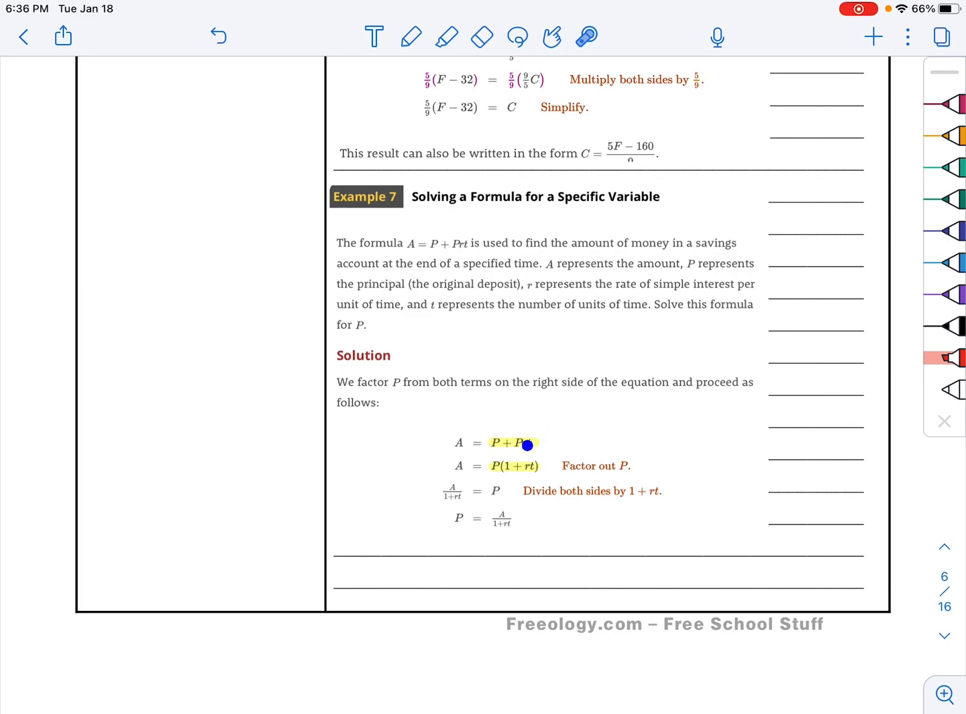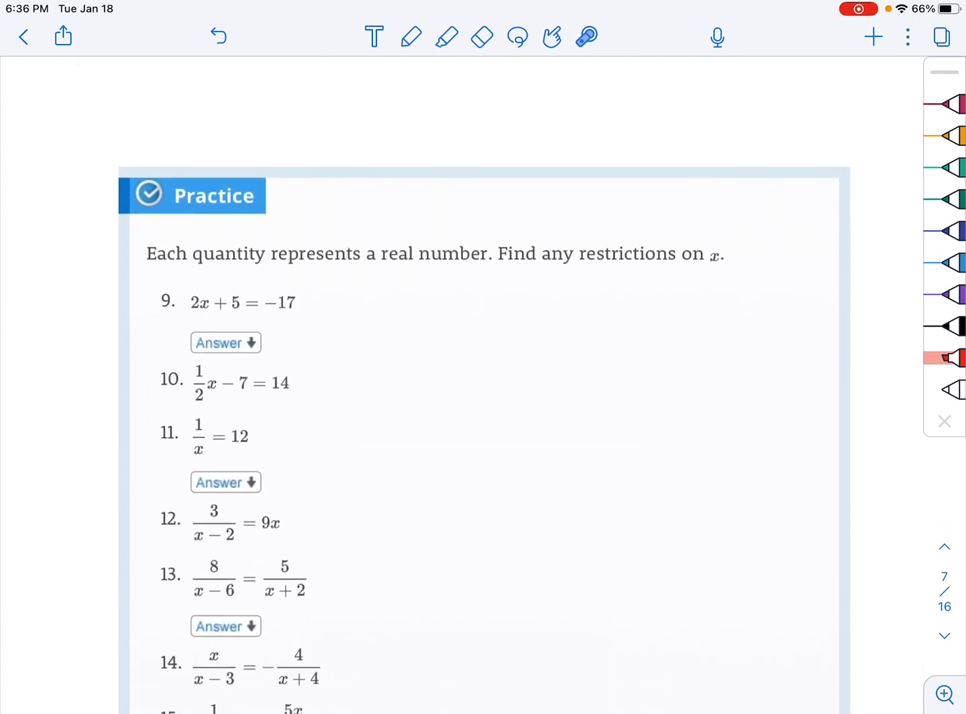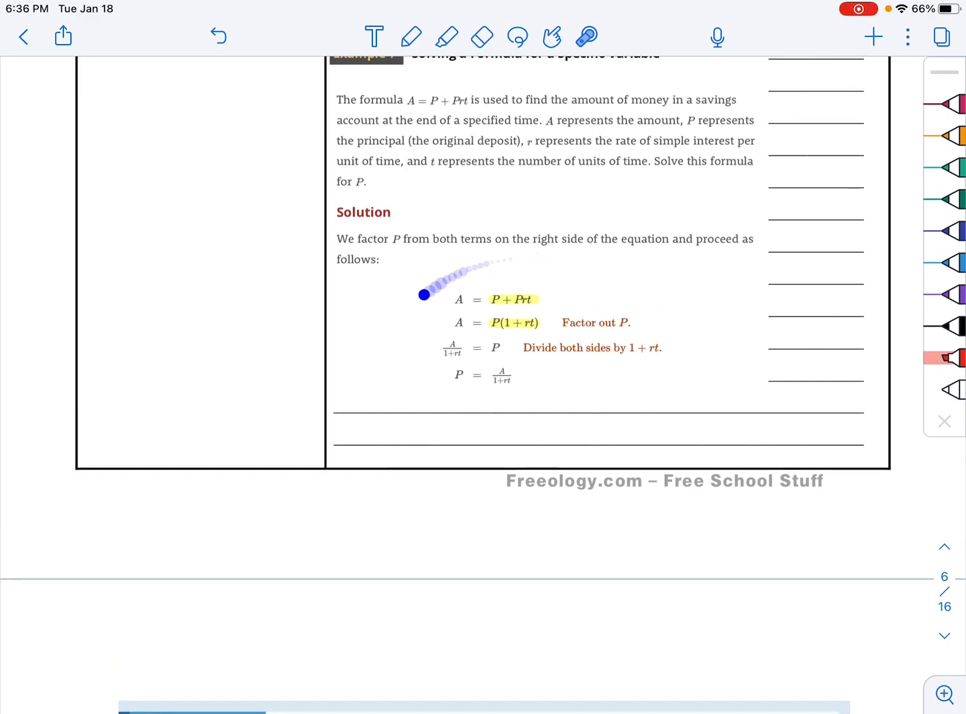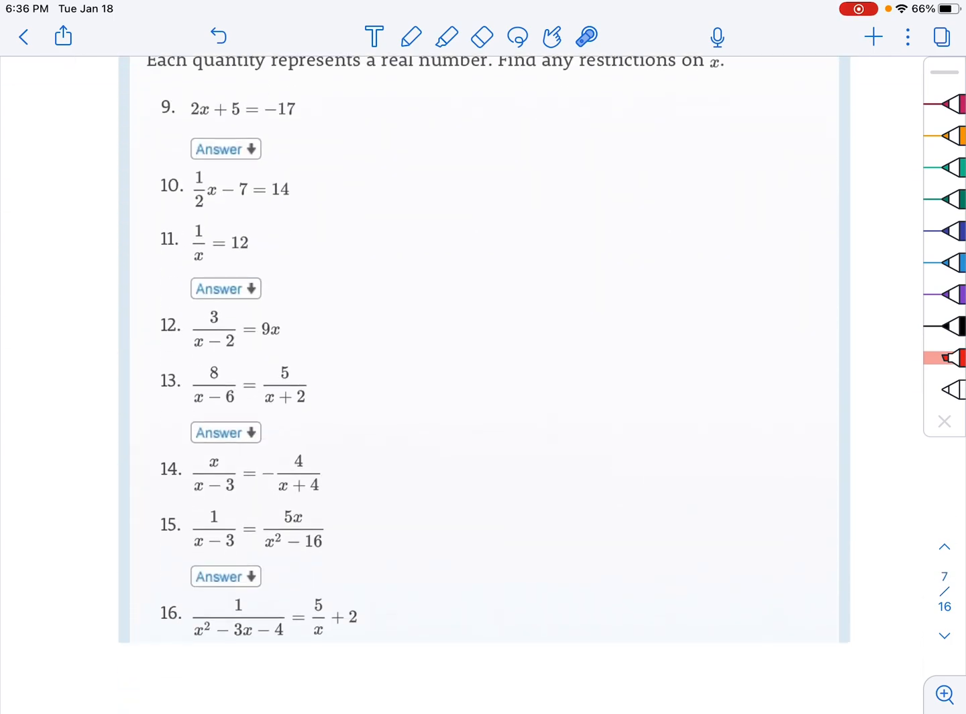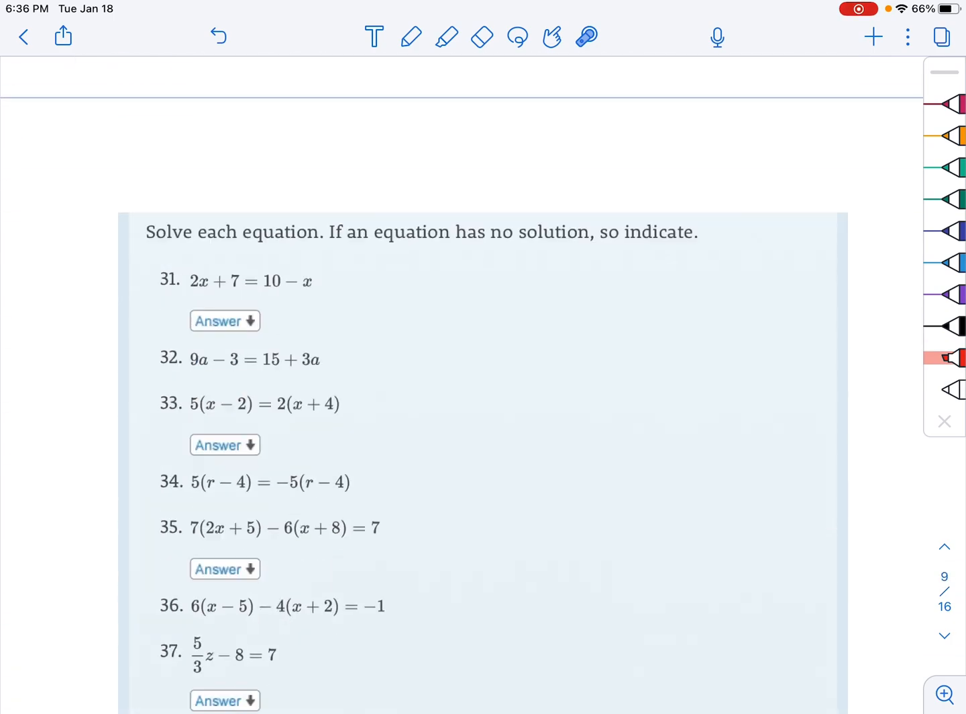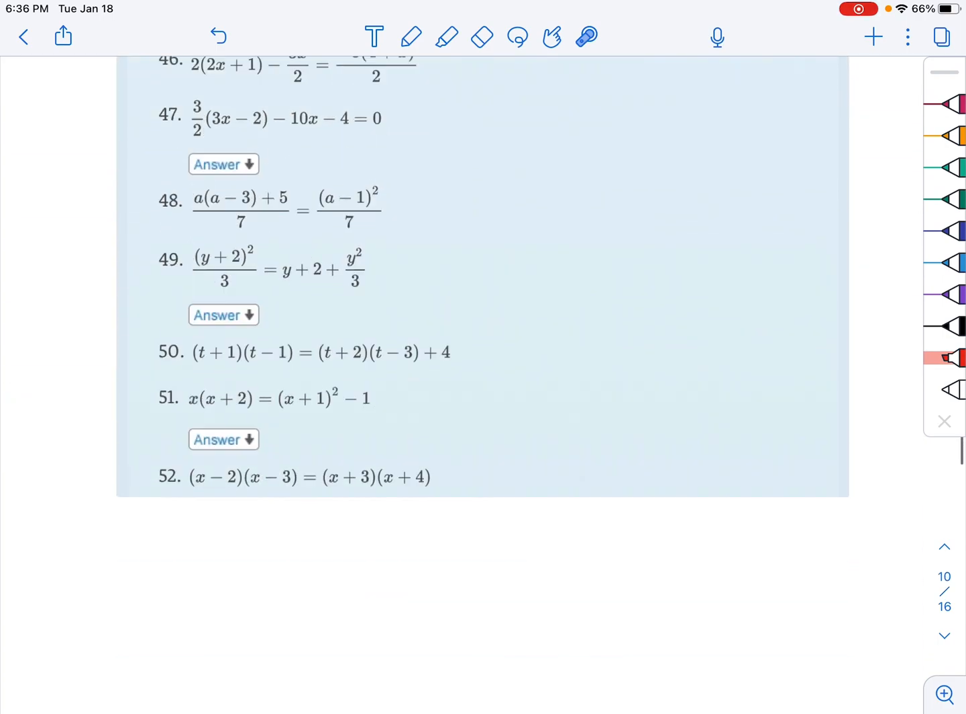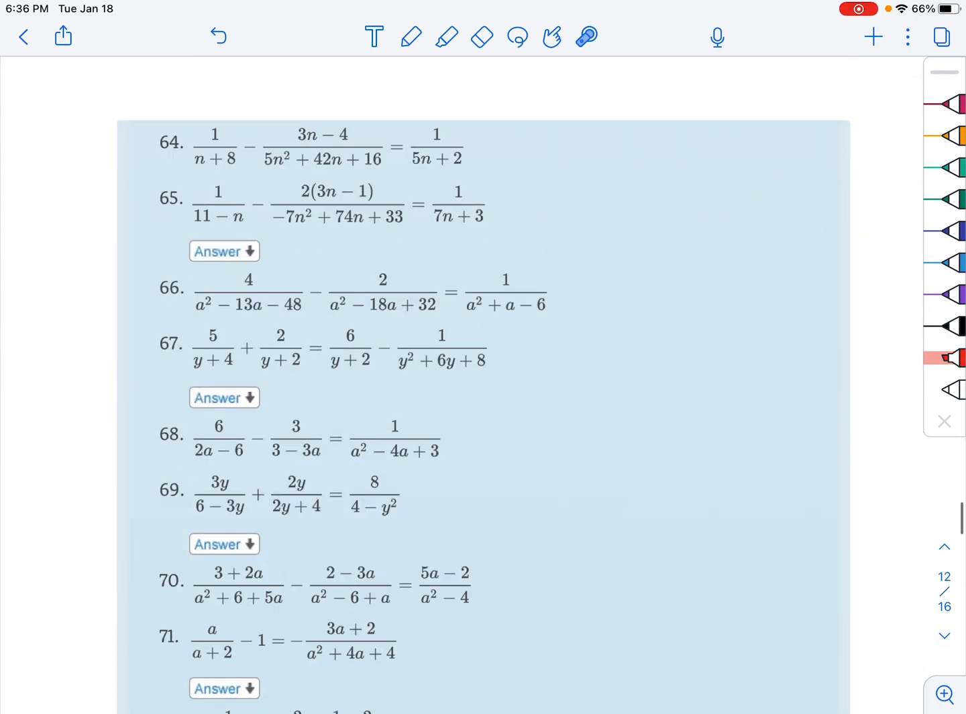So we're going to factor the p out of these two terms, and then p is only being multiplied by 1 plus rt. So you just divide both sides by 1 plus rt. Ta-da! This is especially important when the variable you're trying to isolate is in more than one location. So let's just jump right down to some of those literal equations.